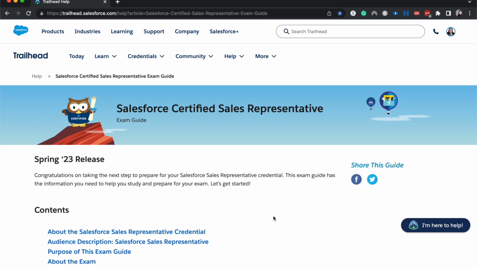Today we're going to be going over the Certified Sales Rep Exam Guide from Salesforce. This is a fairly new exam released by Salesforce, and personally I do have this certification. I wanted to go over the exam guide and give you a little bit of an overview and insight into how I felt the exam was compared to this exam guide.